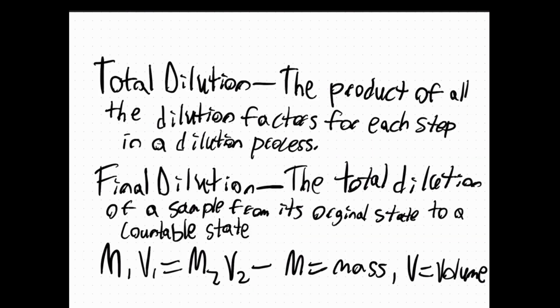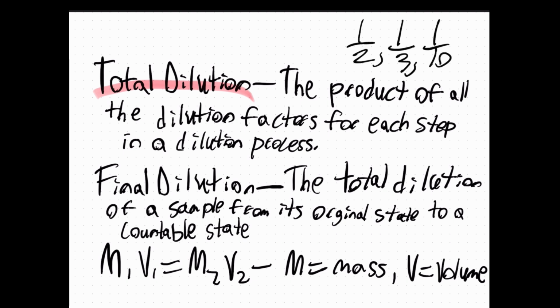To start off with our Total Dilution and M1V1 equals M2V2 video, I want to explain a couple of vocab terms that people might not know, which are essential for what we will be doing. Our total dilution is our first one. It's the product of the dilution factors for each step in the dilution process. That just means your dilution factor, which for this video will be either 1/2, 1/3, or 1/10.